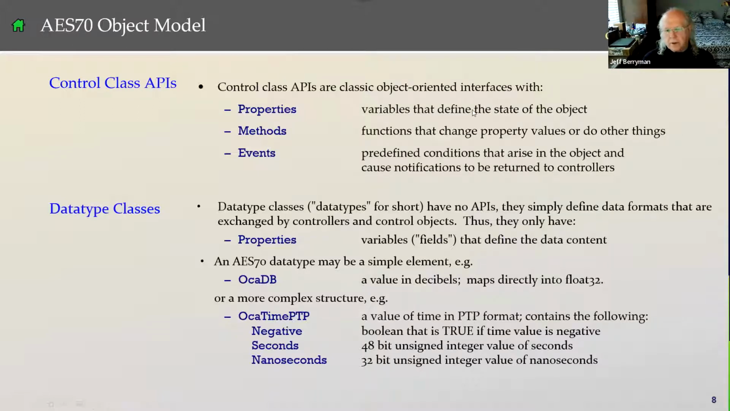A property is a variable that defines the state of an object. A method is a function that changes a property value or does something else. And an event is a predefined condition that can arise in the object and cause notifications to be returned to controllers. For example, a level monitoring object will generate an event, or can generate an event, whenever the level changes.